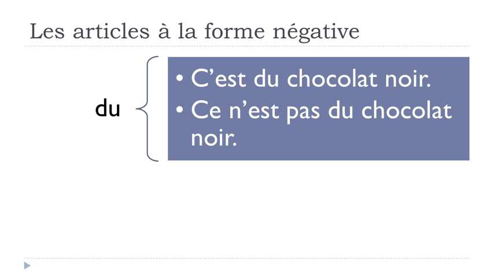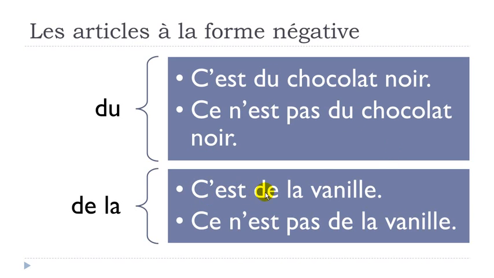So, du, same thing. C'est du chocolat noir. Okay, chocolate, and then noir, it's black, so dark if you want. C'est du chocolat noir. Okay, négation, ce n'est pas du chocolat noir. Okay, so here we've got the partitive and it's still the same here, du and du. Okay, so partitif féminin, c'est de la vanille. Ce n'est pas de la vanille. So, de la is here, and it's still here for the negative form, okay?